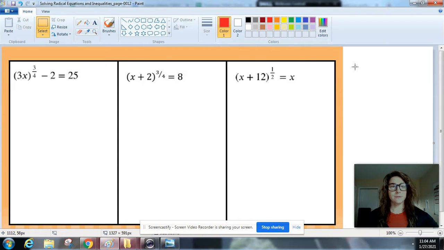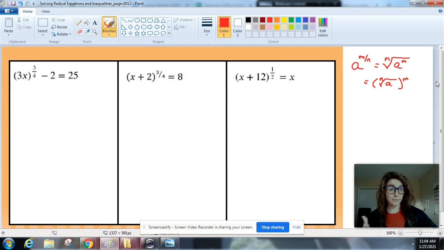So just as a refresher of our memory, if I have something a to the m over n, that is the same as taking the nth root of a to the m power, or you can even see it written as the nth root of a all to the mth power. Okay, so that's why we do rational exponents in with our radical equations lesson, because they're identical. They're the same thing. It's just a different way of looking at the problem with a slightly different way of solving it, but the same ideas.